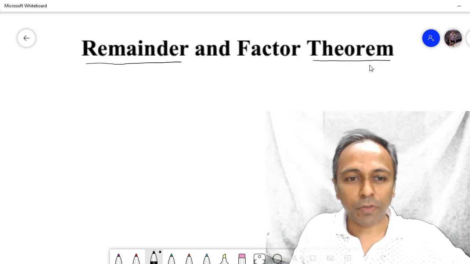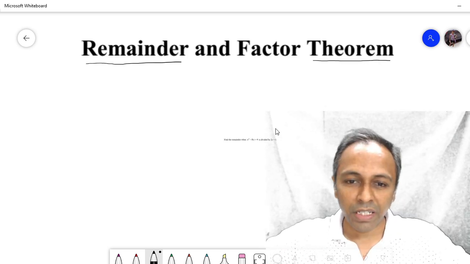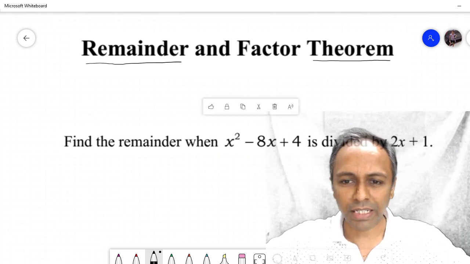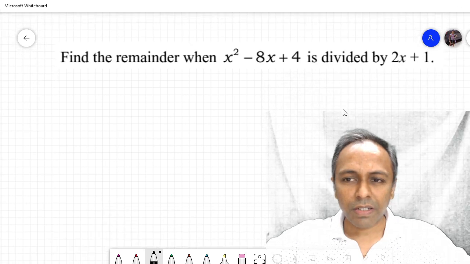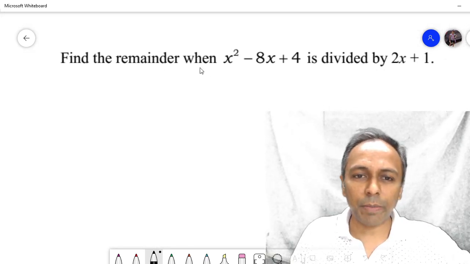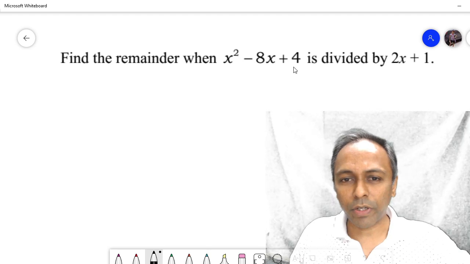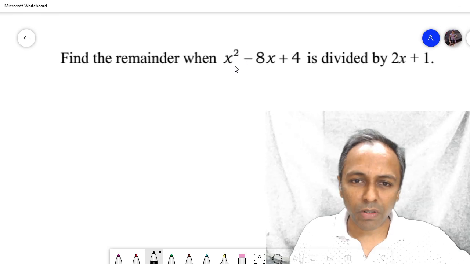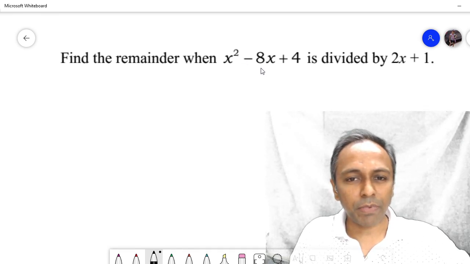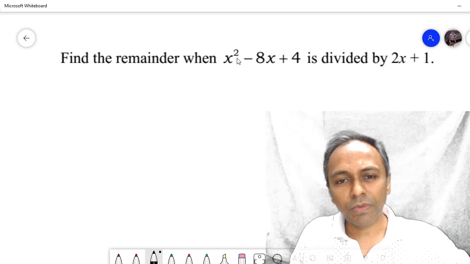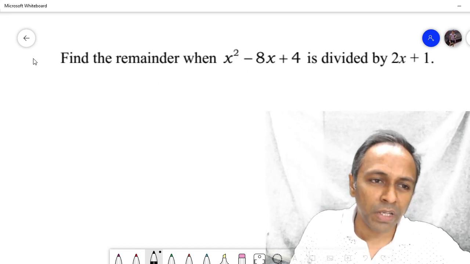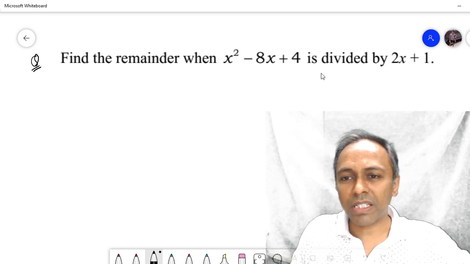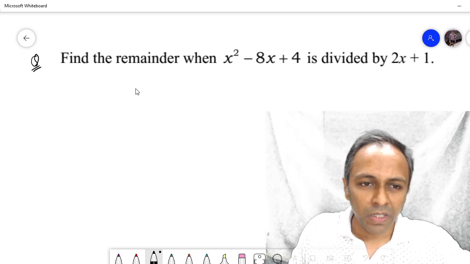Let's understand the first part of the topic, remainder theorem. Let's take up a question. With the help of an example, we'll try understanding this. Say we have to find the remainder when a quadratic polynomial is divided by 2x plus 1. Now here it's not the quadratic equation chapter where the degree will only be 2. We can have degree 3 or 4 also. So the main purpose is to find the remainder when this is divided by 2x plus 1.